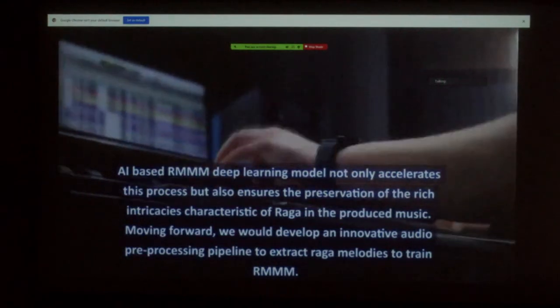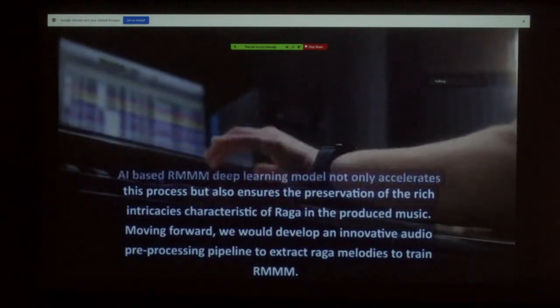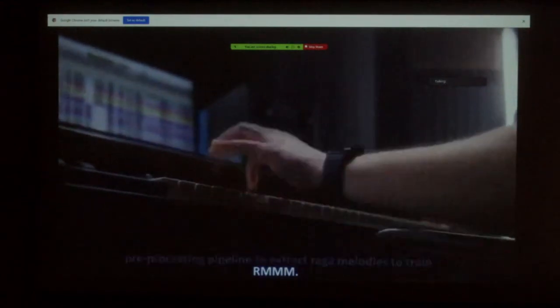Moving forward, we would develop an innovative audio pre-processing pipeline to extract raga melodies to train RMMM.